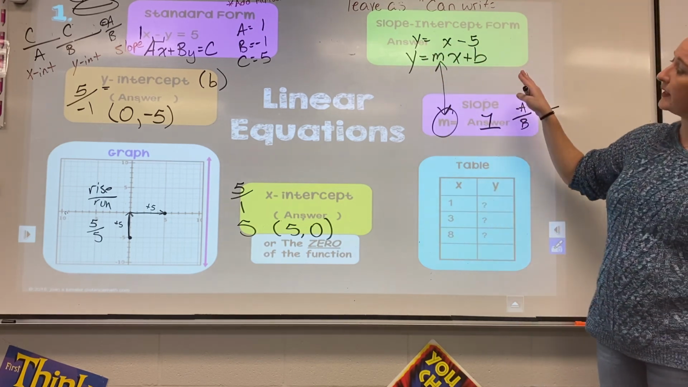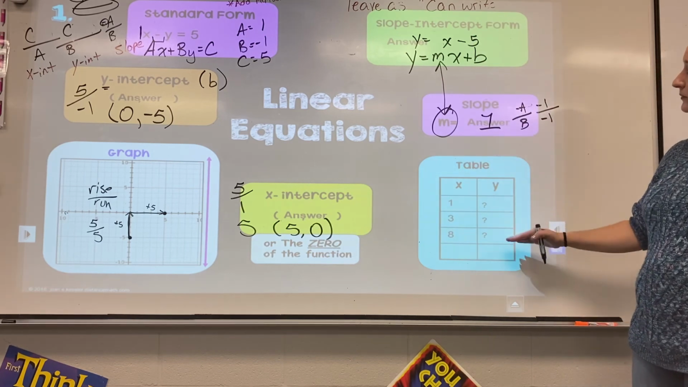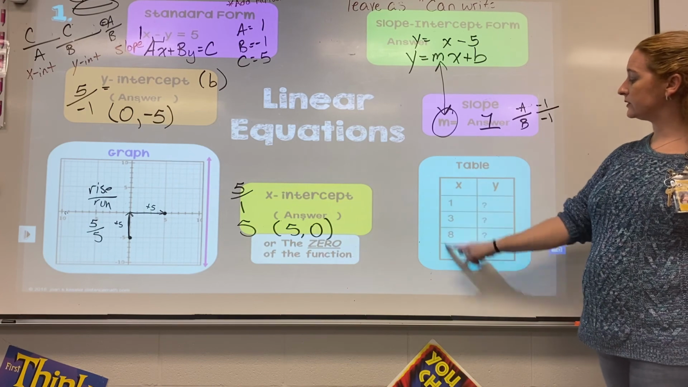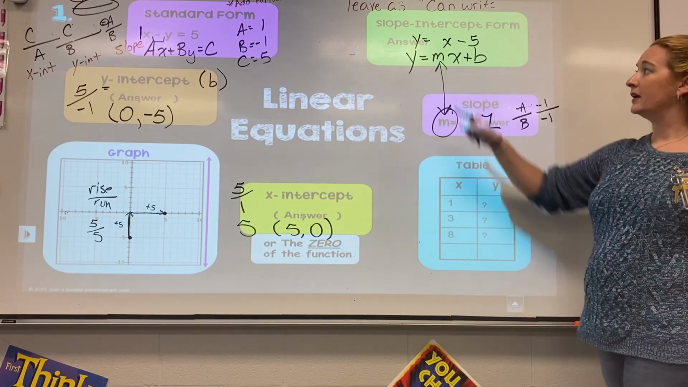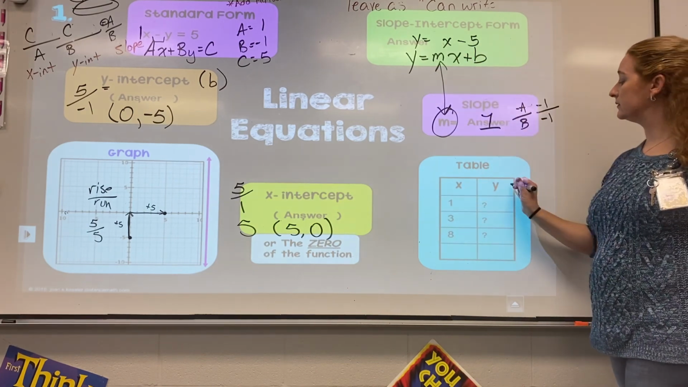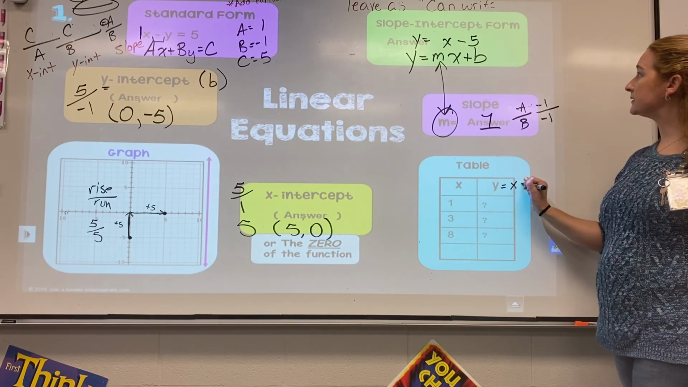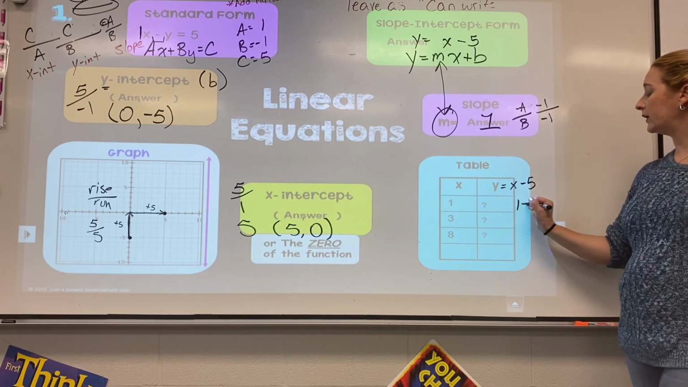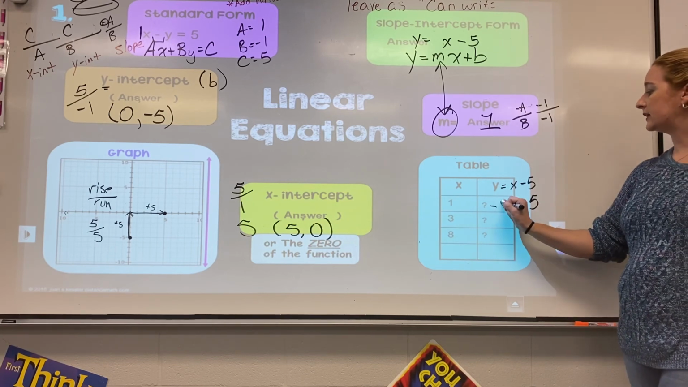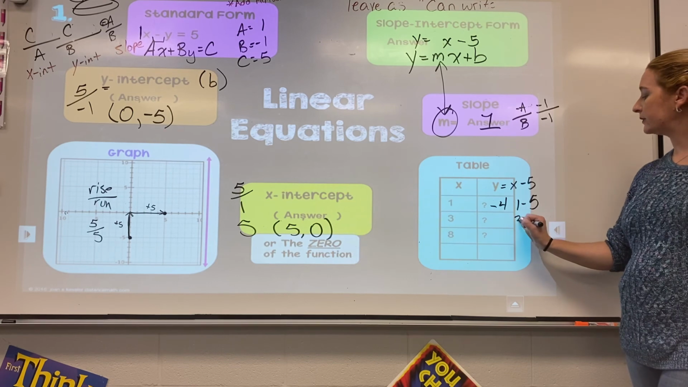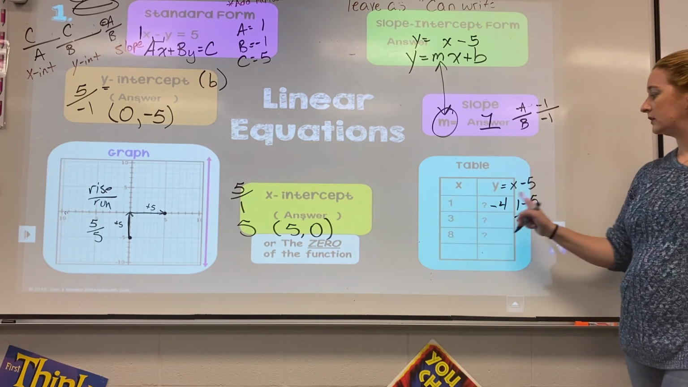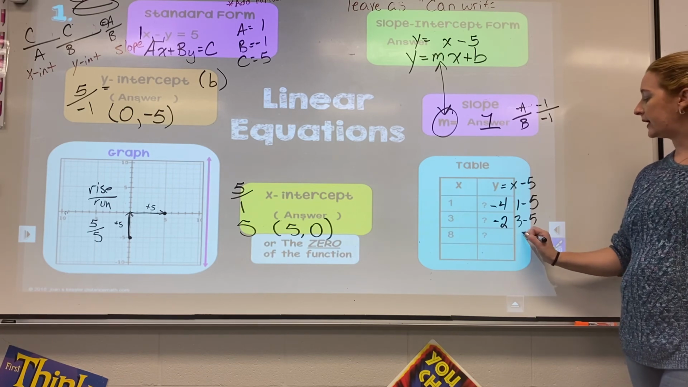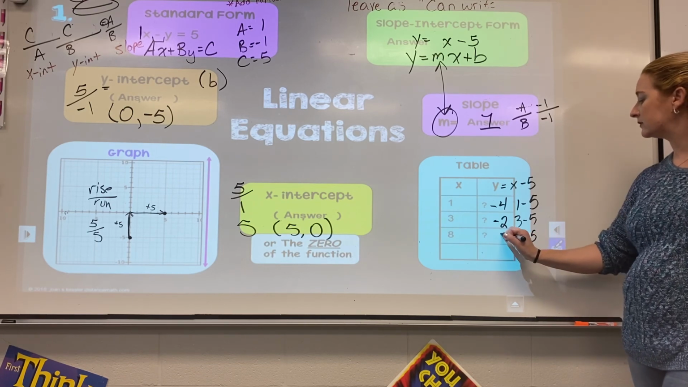Now that I have that information, I can fill in my table. My table tells me these are my x values. I need to figure out what my y values are. That's what this formula is telling me. So y equals x minus 5. So I'm going to substitute 1 in for my x. So 1 minus 5 is negative 4. 3 minus 5 is negative 2. And 8 minus 5 is 3.